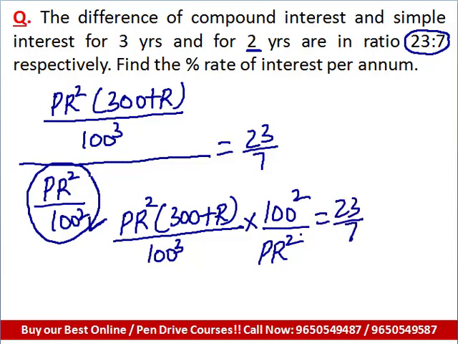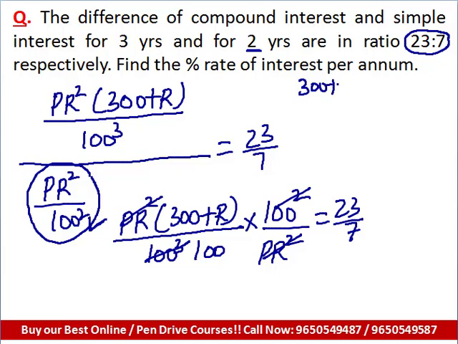So PR square gets cancelled with PR square. Very simple. 100 square and 100 cube get cancelled. So in the denominator we are left with 100. Students, in the denominator we are left with 100. So now what is left?